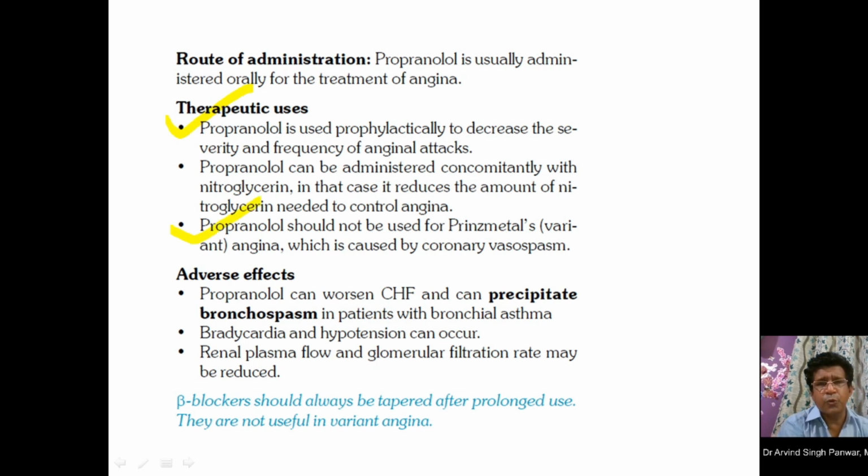Propranolol should not be used for Prinzmetal's, or you can say variant angina, which is caused by coronary vasospasm. Adverse effects, ADR, of propranolol or beta blockers: propranolol can worsen CHF and can precipitate bronchospasm in patients with bronchial asthma. Bradycardia and hypotension can occur. Renal plasma flow and GFR may be reduced because of the beta blocker. So beta blockers should always be tapered after prolonged use. They are not useful in variant angina.